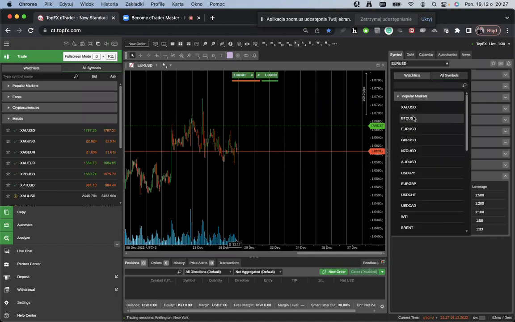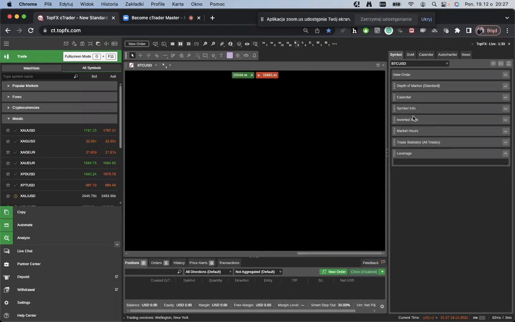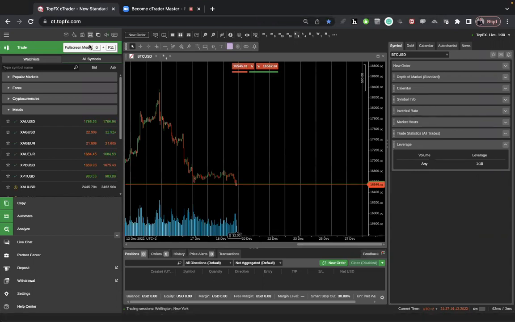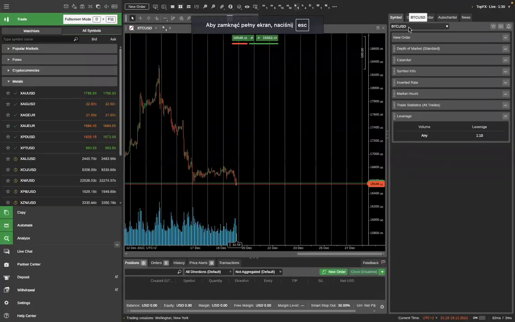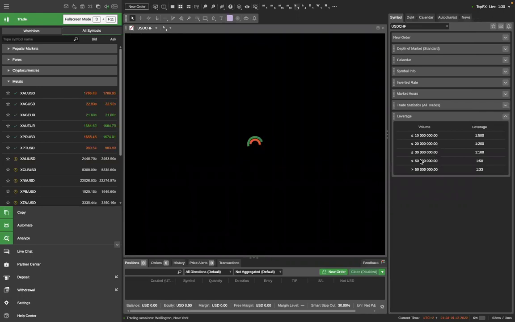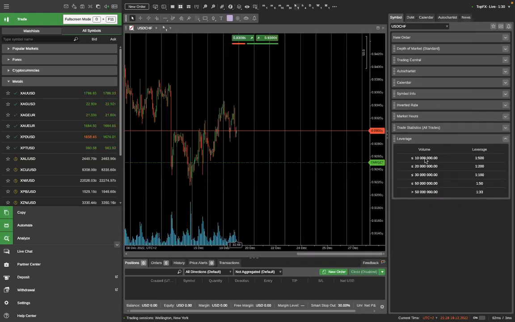We can have a different situation when we trade, for example, Bitcoin. The Bitcoin leverage is always 1 to 10, because it's a very, very violent market, and this is the level of the volume that TopFX provides, 1 to 10. Another example is the US dollar to the Swiss franc. Let's stick to this example. There you go, the same situation. Dynamic leverage can be applied.